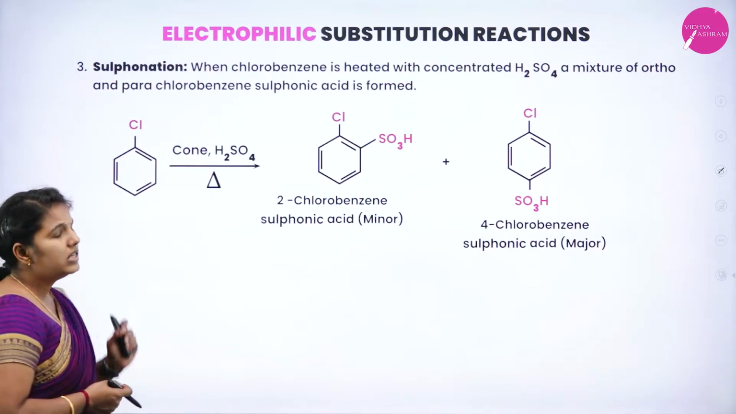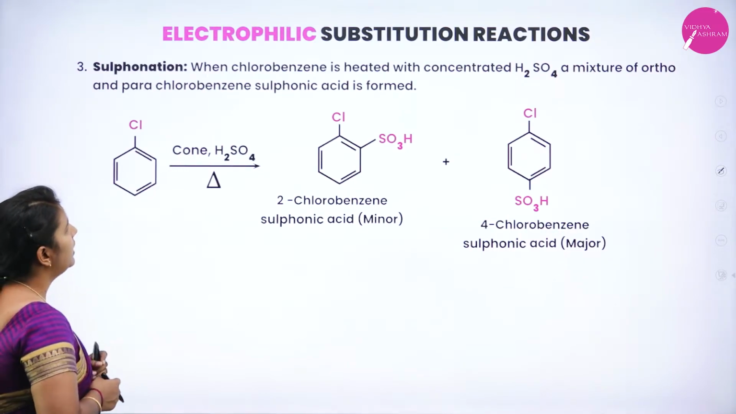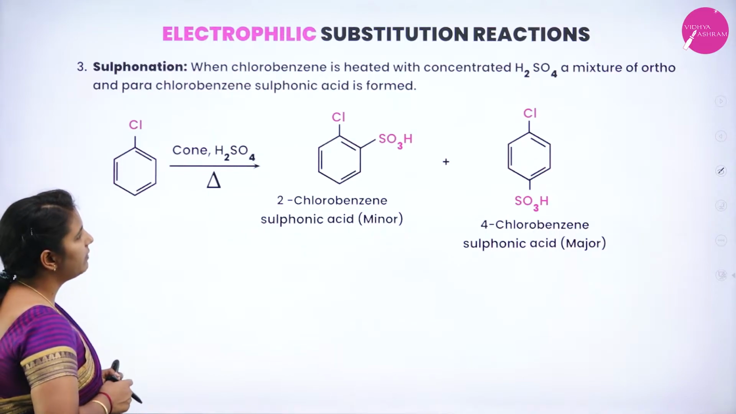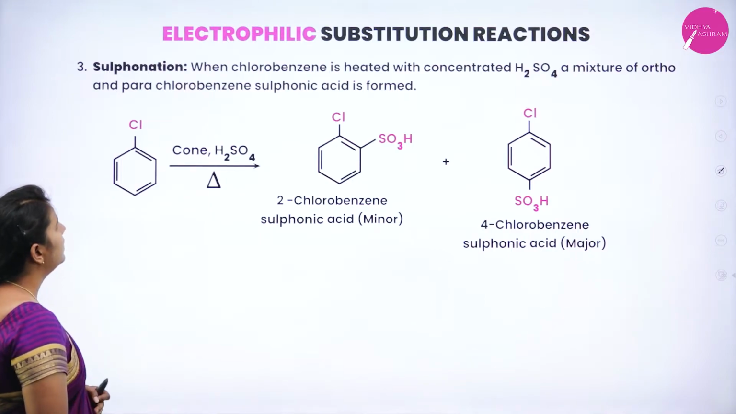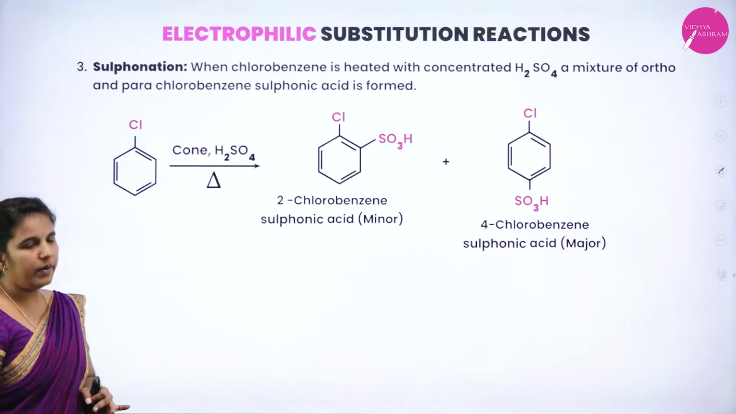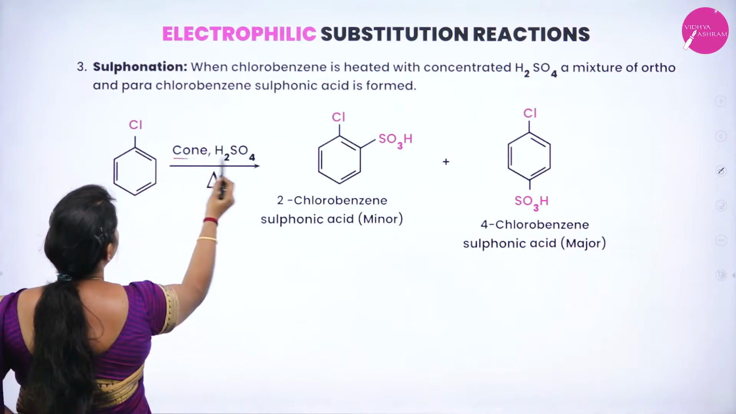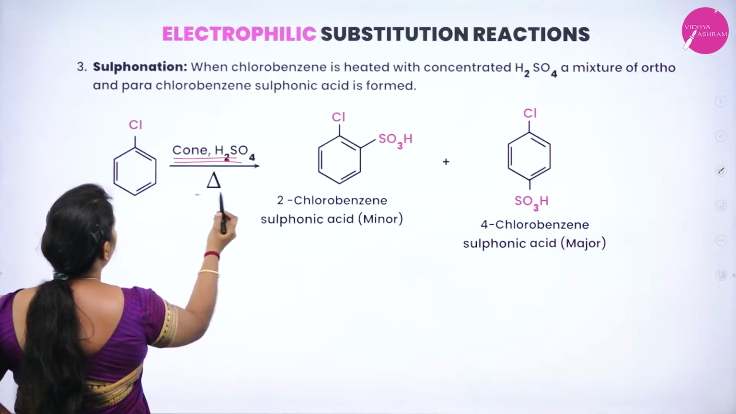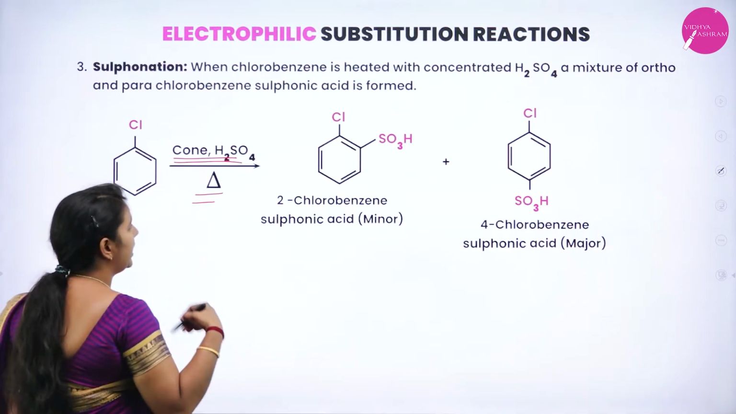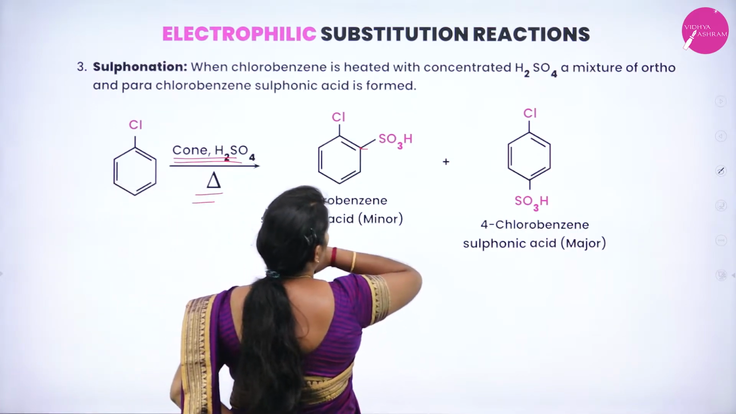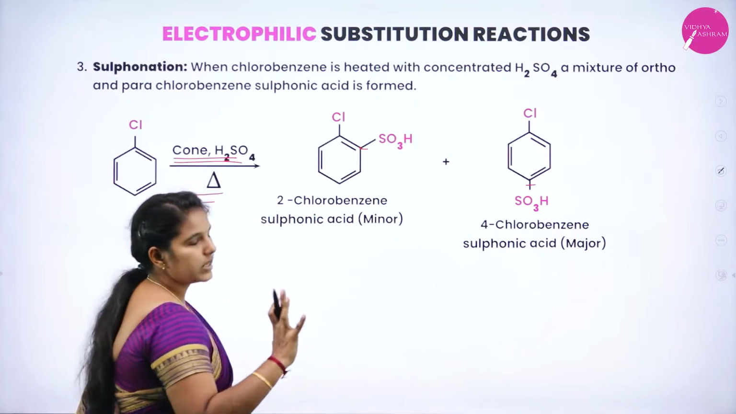Next, we have sulfonation. So, what is sulfonation? We'll see now. When chlorobenzene is heated with concentrated H2SO4, a mixture of ortho and para chlorobenzene sulfonic acid will be formed. So, here we are taking the chlorobenzene, which is nothing but a haloarene, which has been treated with concentrated H2SO4. Upon heating, again this sulfonic group, that is SO3H group, will go and occupy ortho as well as the para position. Thereby, it forms a chlorobenzene sulfonic acid.